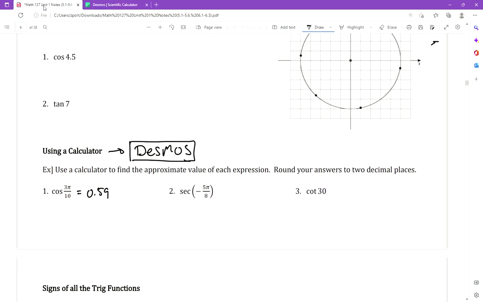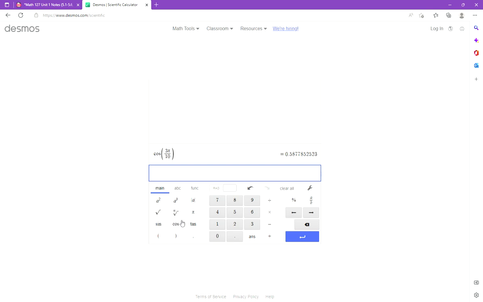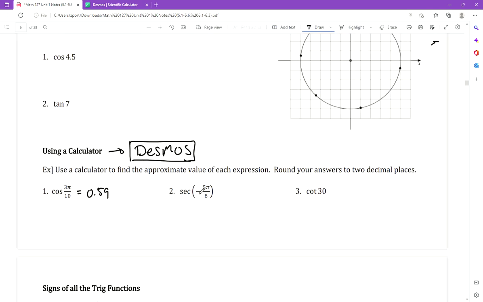So let's see secant. Secant usually isn't on the calculator. Notice it shows sine, cosine, and tangent only. So secant's not there. That's where we do have to remember that secant is the same thing as 1 over cosine of whatever the angle is.